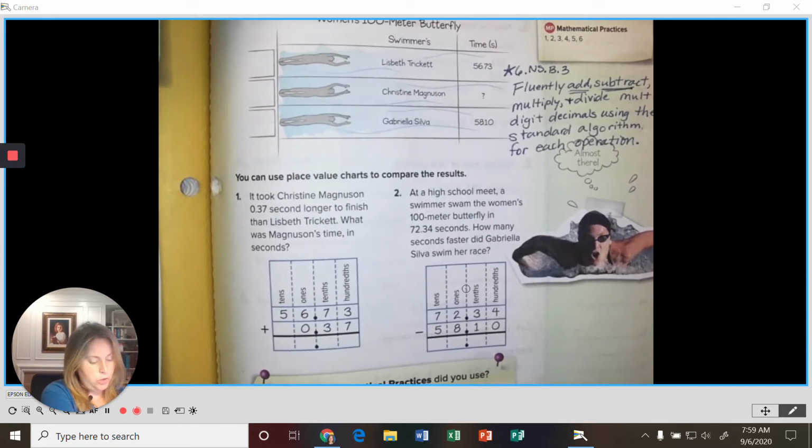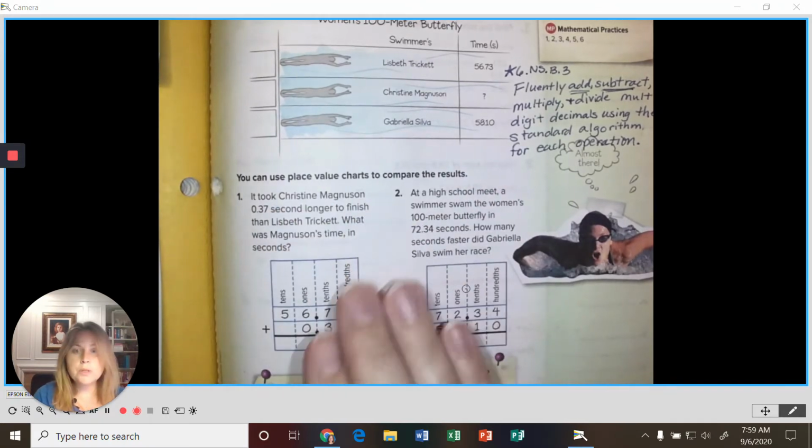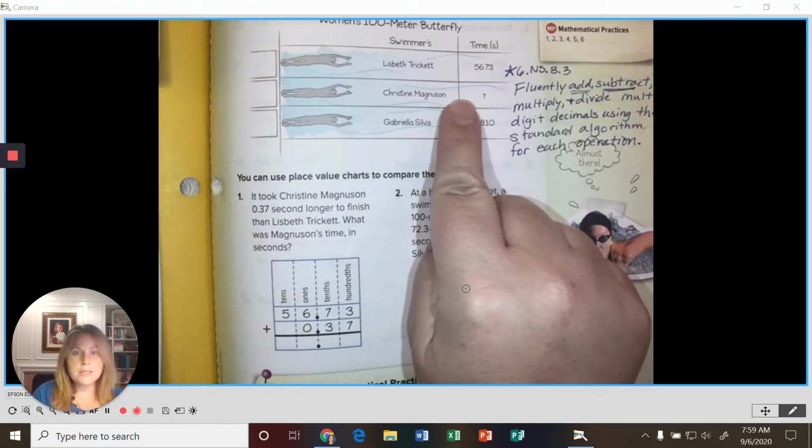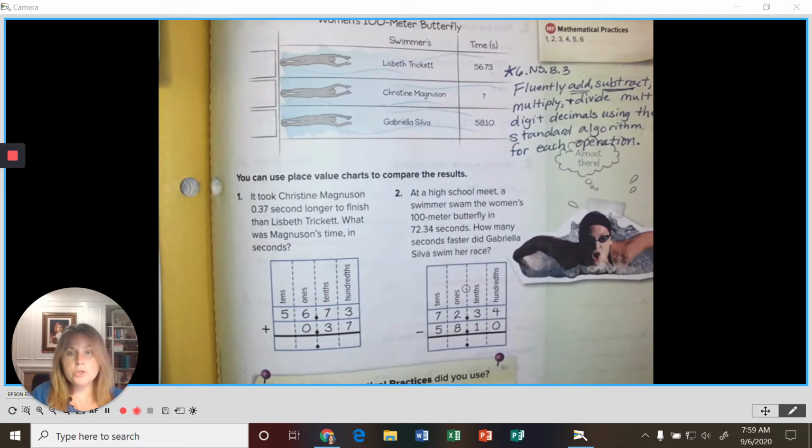So we can use place value charts to compare the results. Okay, so remember we're missing the time for Christine Magnuson. So it says that it took Christine Magnuson 0.37 seconds longer to finish than Elizabeth Trickett. What was Magnuson's time in seconds?